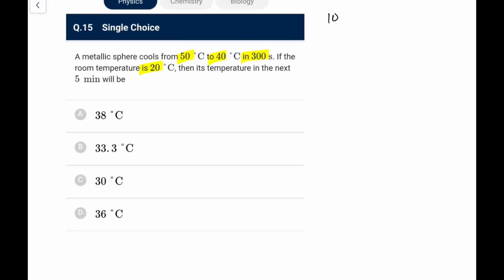So for the first 5 minutes, the drop is 10 degrees. Time taken is 300 seconds, that is 5 minutes. That is K times theta average, which would be 45 minus 20. That is the first equation.